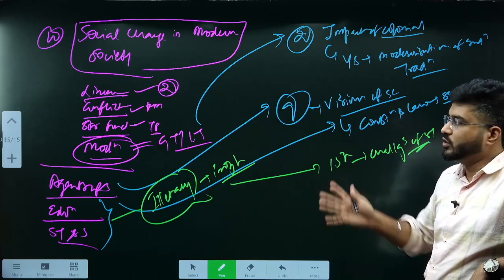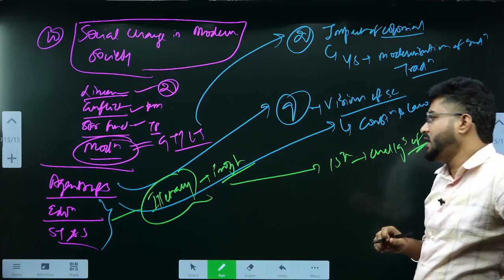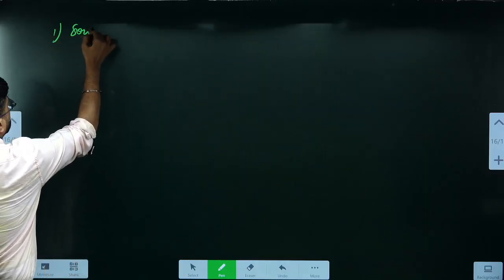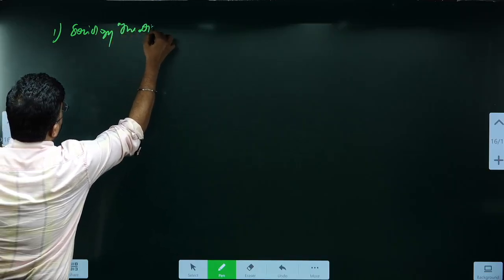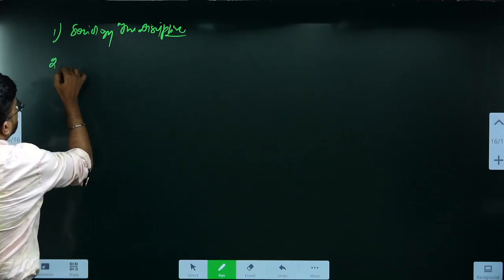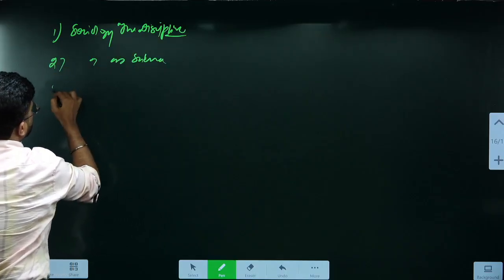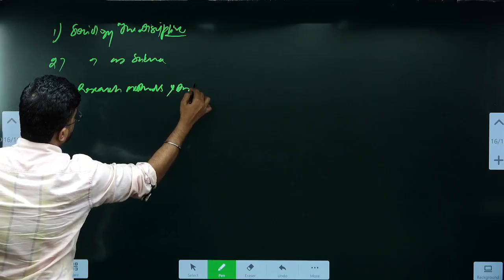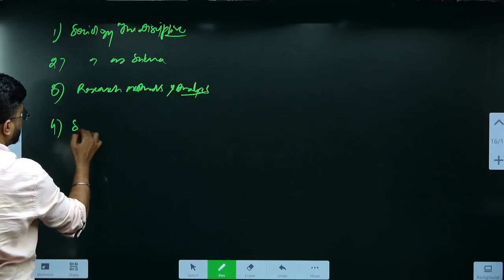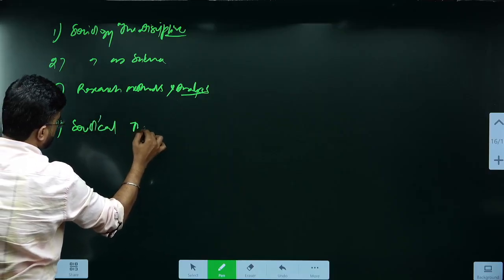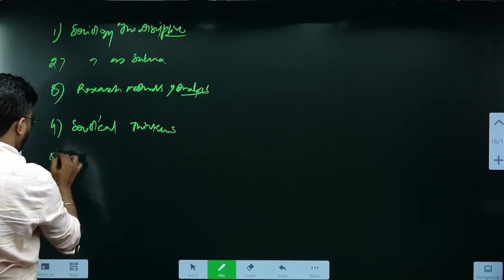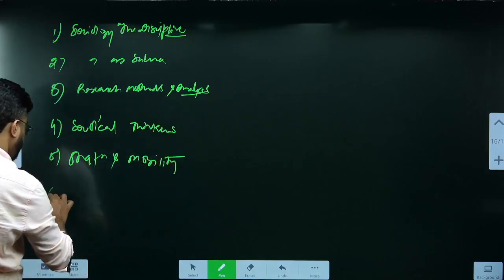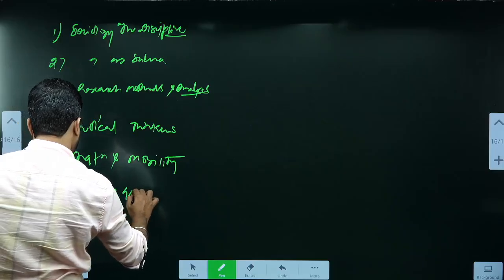Okay, so the major sections of your paper 2 are already combined in paper 1. Let me give you an overview again. Chapter 1, sociology the discipline. 2, sociology as science. 3, research methods and analysis. 4th, sociological thinkers. 5th, stratification and mobility. 6th, work and economic life.